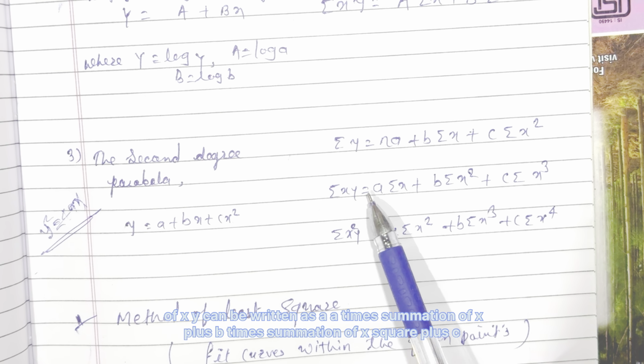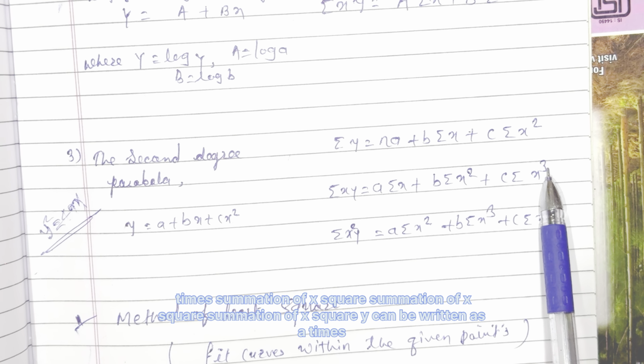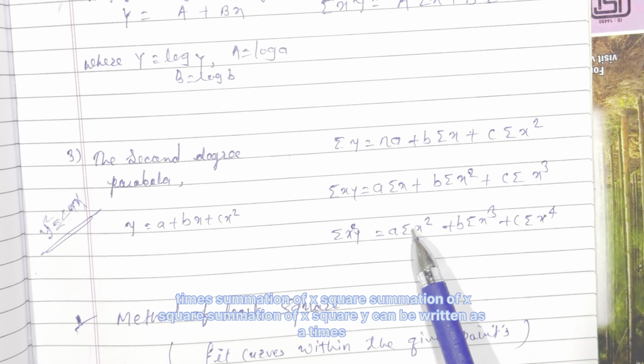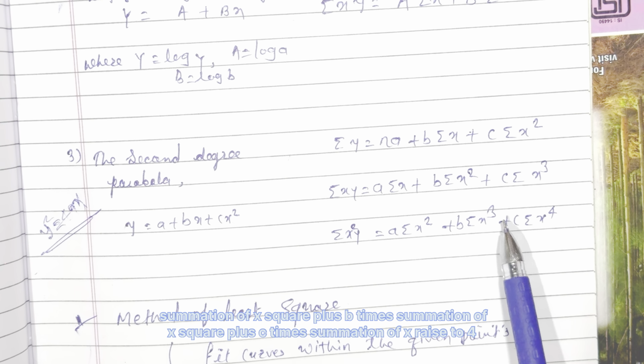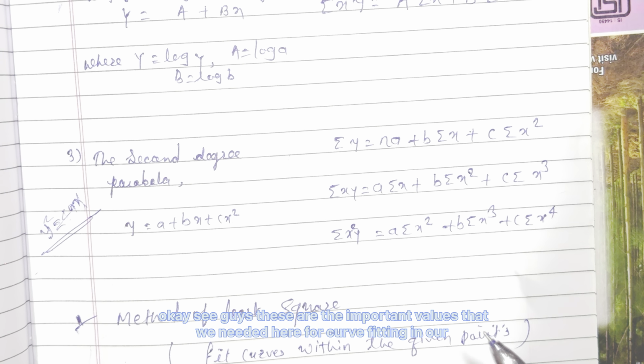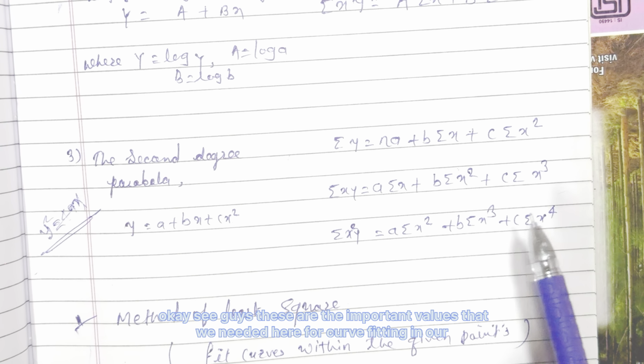Summation of xy can be written as a times summation of x plus b times summation of x square plus c times summation of x cube. Summation of x square y can be written as a times summation of x square plus b times summation of x cube plus c times summation of x raised to 4. See guys, these are the important values that we need here for curve fitting in our examples.